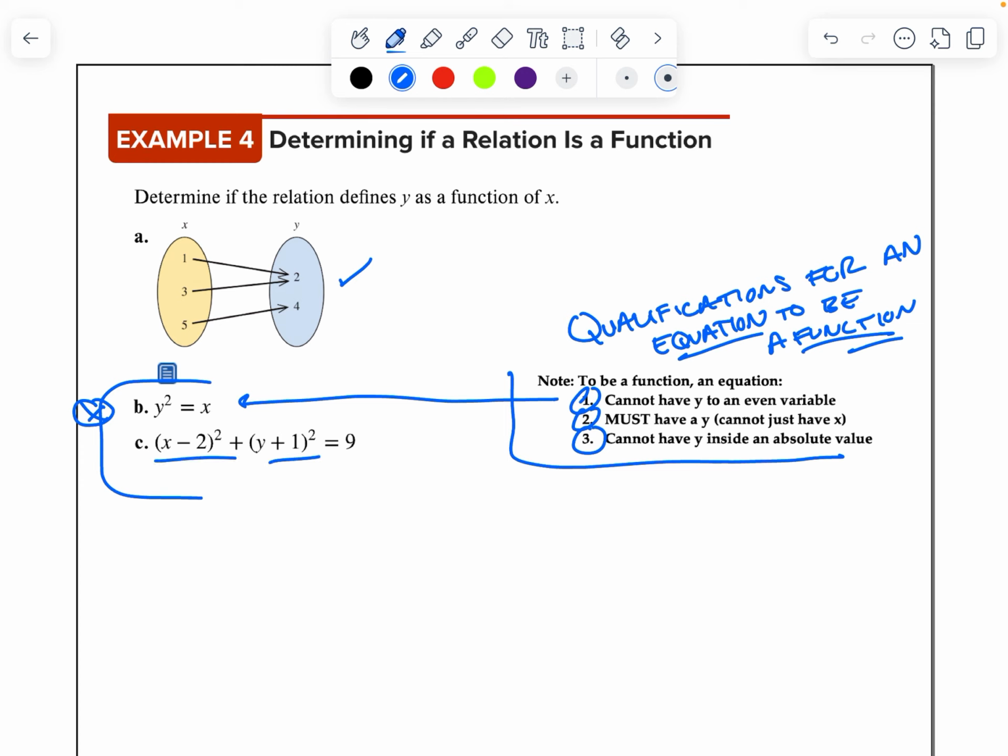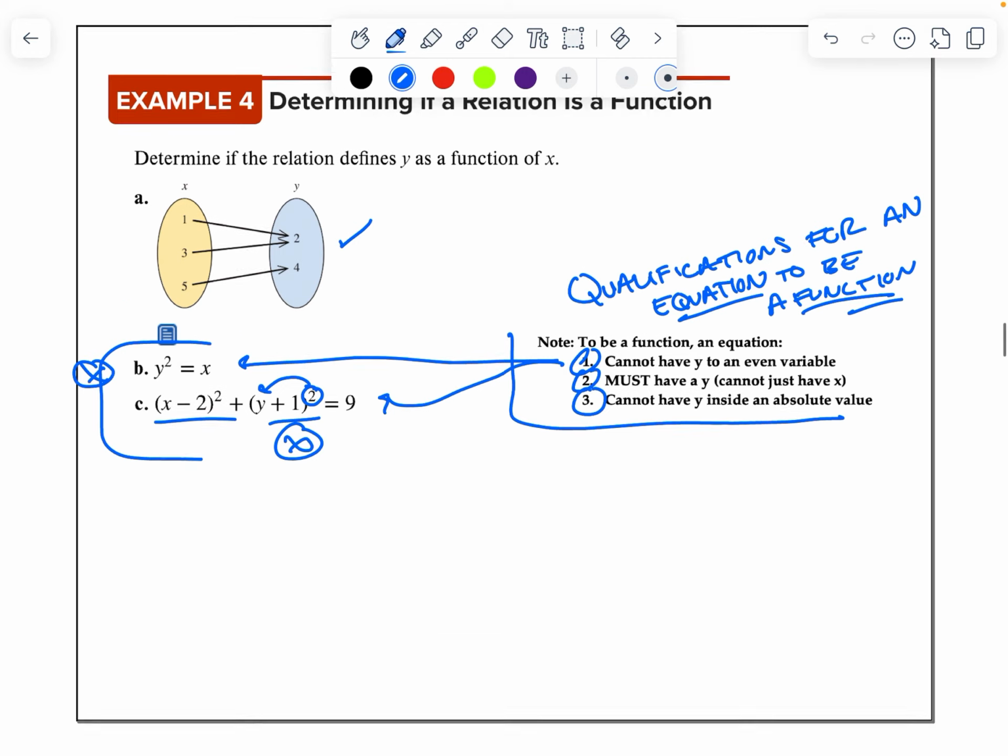Is this a function? Look at this. That even variable goes with that y. That is not going to be a function. That's also rule 1 there. Not a function. Anytime you have y to an even power, y inside an absolute value, it's not a function. Anytime you have just an x and no y, it's not a function.